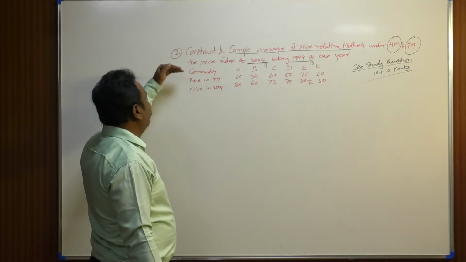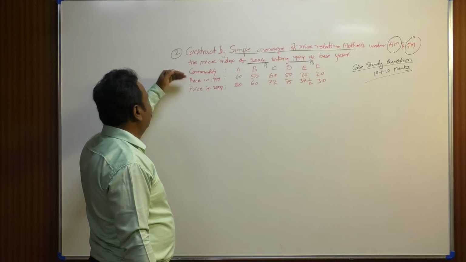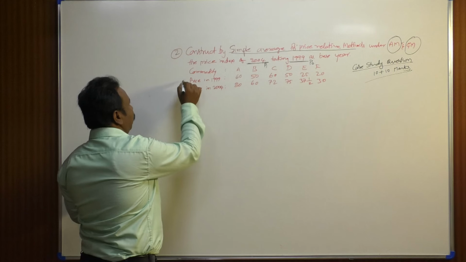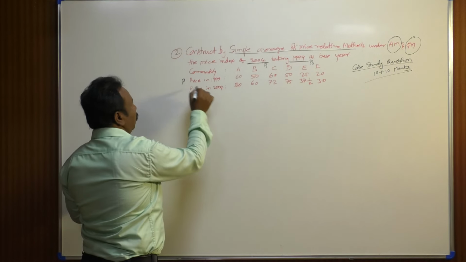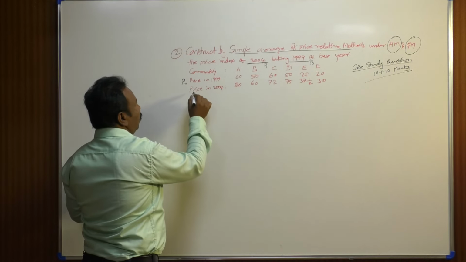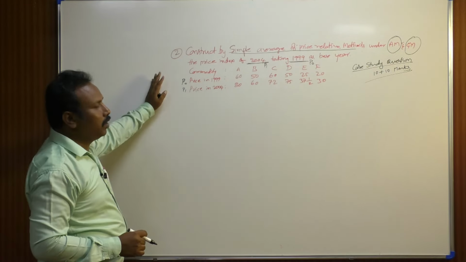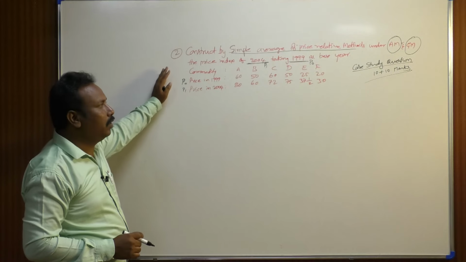Then the price in 1999 and the price in 2004. The price in 1999 is nothing but P0, and the price in 2004 is nothing but P1. So this is the problem given, and this is the solution.